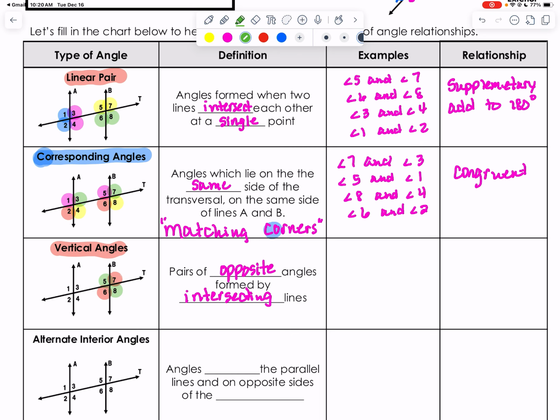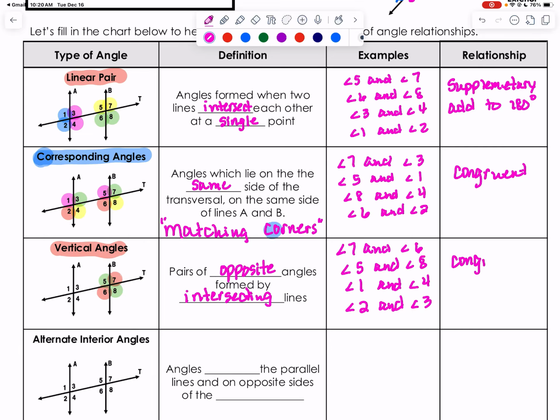All right, so let's write those down. Angle 7 and angle 6, angle 5 and angle 8. Now pause the video and try to come up with 2 more pairs of vertical angles. All right, welcome back. Hopefully you said angle 1 and angle 4 and angle 2 and angle 3. Now, the relationship between vertical angles is that they're always congruent to each other.